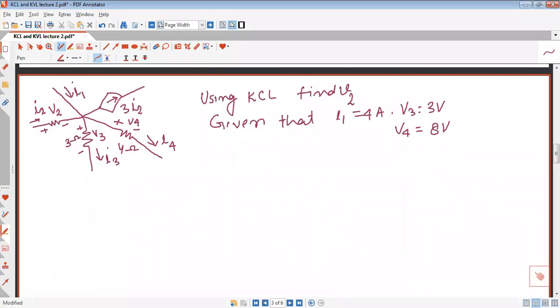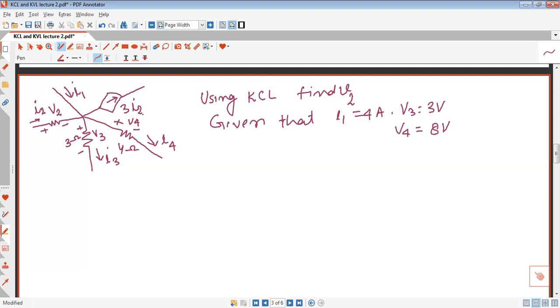So this is our problem. The circuit is given like this. I1 current is coming inside. 3I2 is the current dependent current source, or current controlled current source. It means this current is depending on this I2 value. So this is called a current dependent current source. Its value is depending on I2. I4, we do not know. I4 current is going outside, I3 also going outside, I2 is coming inside. This current is also going outside.